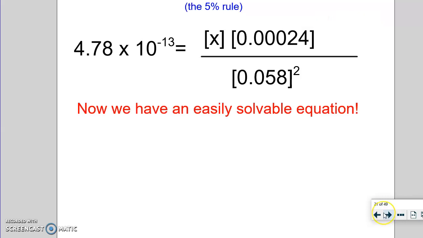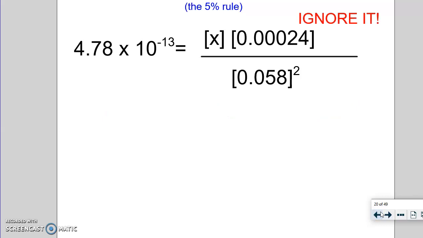So now we have a manageable equation. We can solve this in just a couple of steps by multiplying and dividing. We don't need to get out a calculator. Well, we probably do need a calculator, but nothing too terribly complicated here. We can go ahead and solve that.